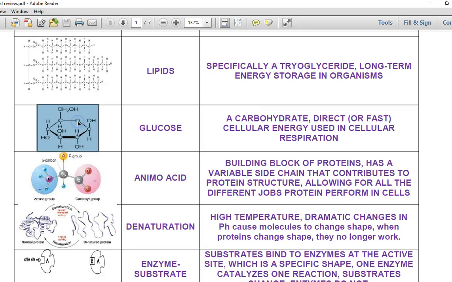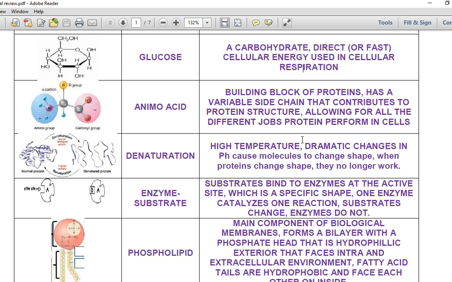The next diagram here is glucose. And glucose is important. It's an essential carbohydrate, and it's used as direct or fast energy in cells because, remember, this is what is used in cellular respiration. That's glucose. Next is the amino acid.